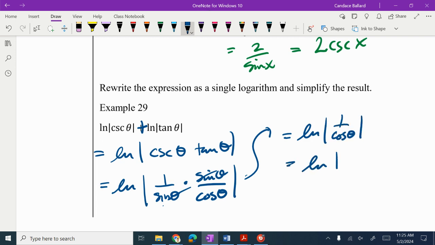What's 1 over cosine theta? What's the reciprocal? Not sine. Secant. Good. Okay. Not so bad, but that's an awesome problem. I love the fact that we can put all the algebra we have ever done, we can throw trig into it. Okay. Yes, you can.